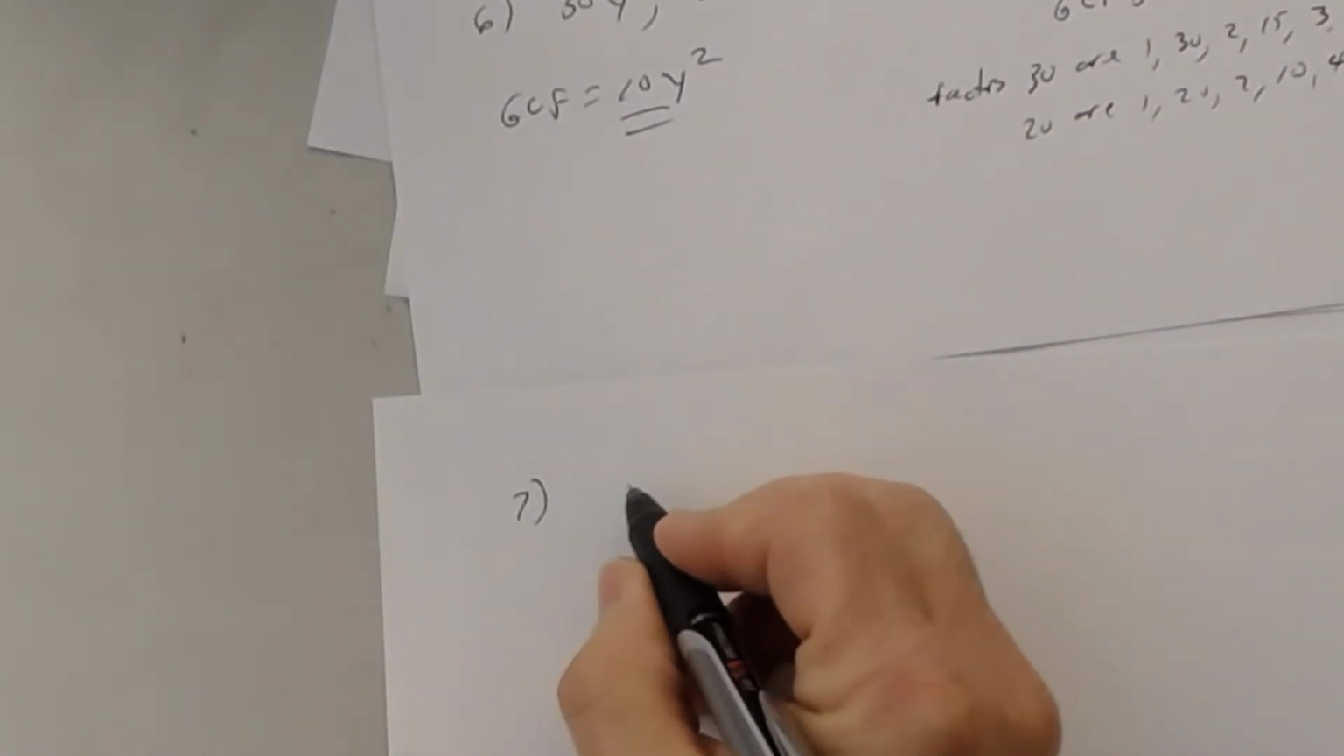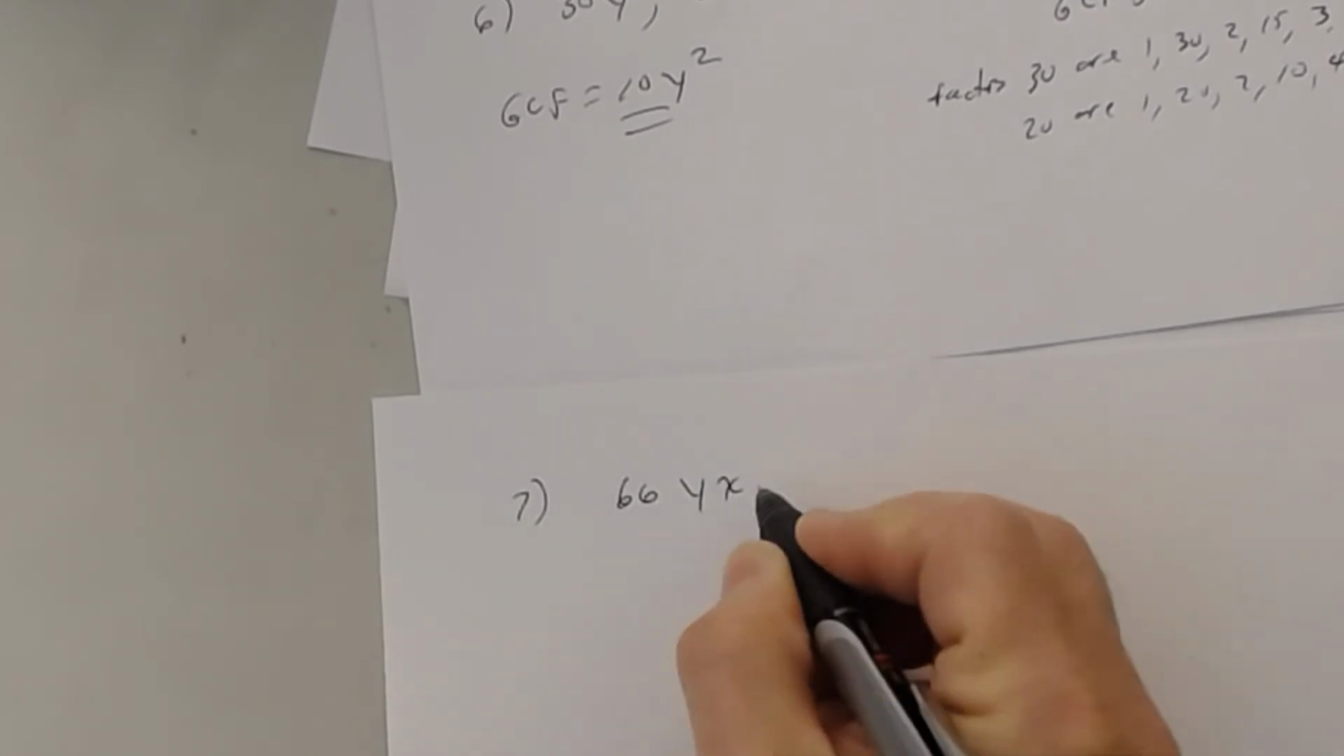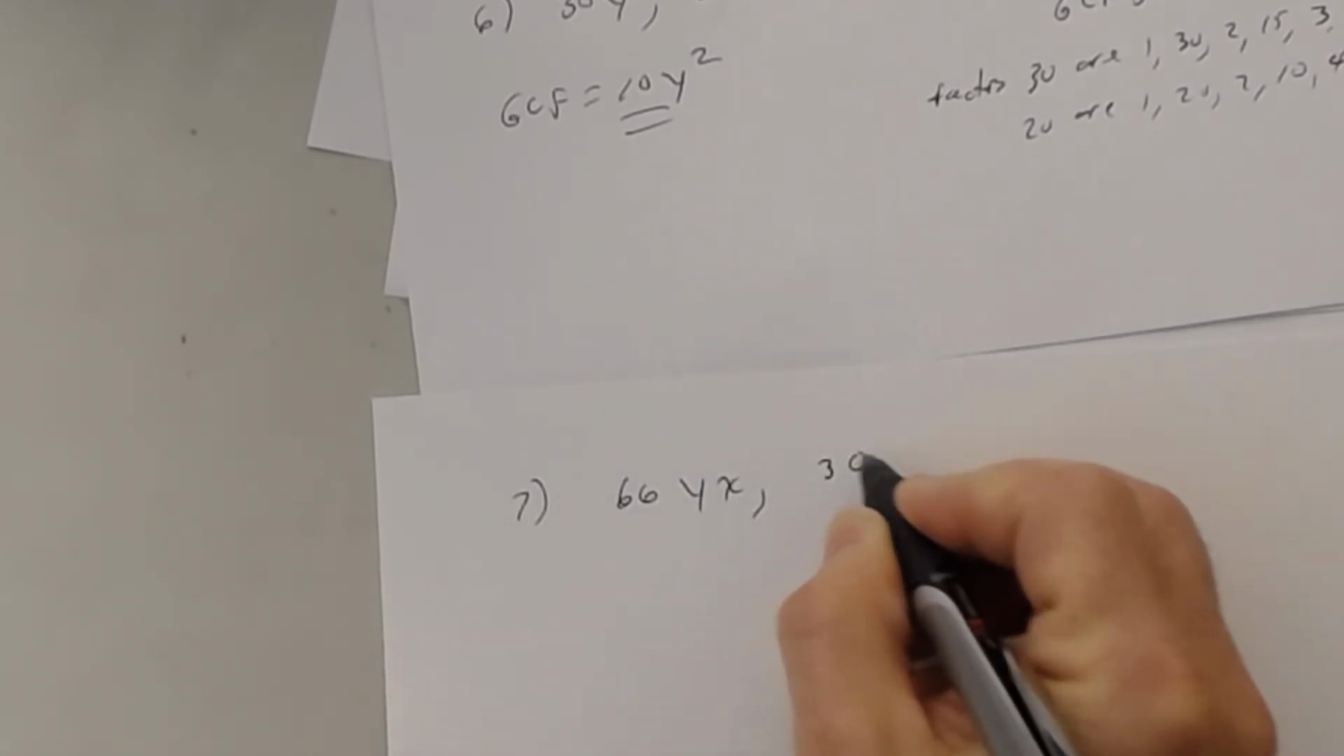Number seven. See, it's not that bad. 66YX, 30X squared Y. Look at the coefficients first. What are the coefficients? 66 and 30. All right. Think about what you think the GCF of 66 and 30 is. You think it's 6?